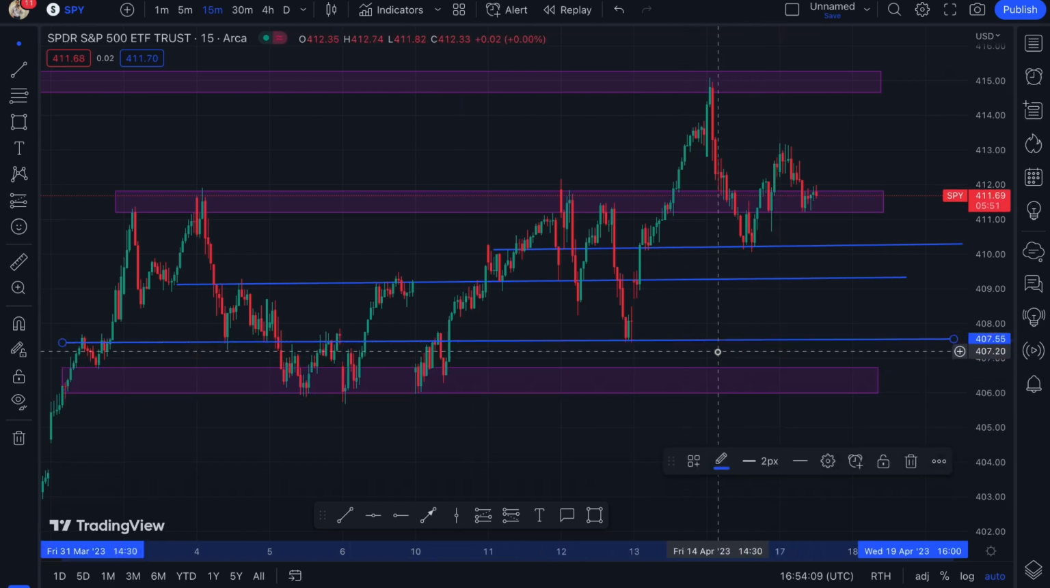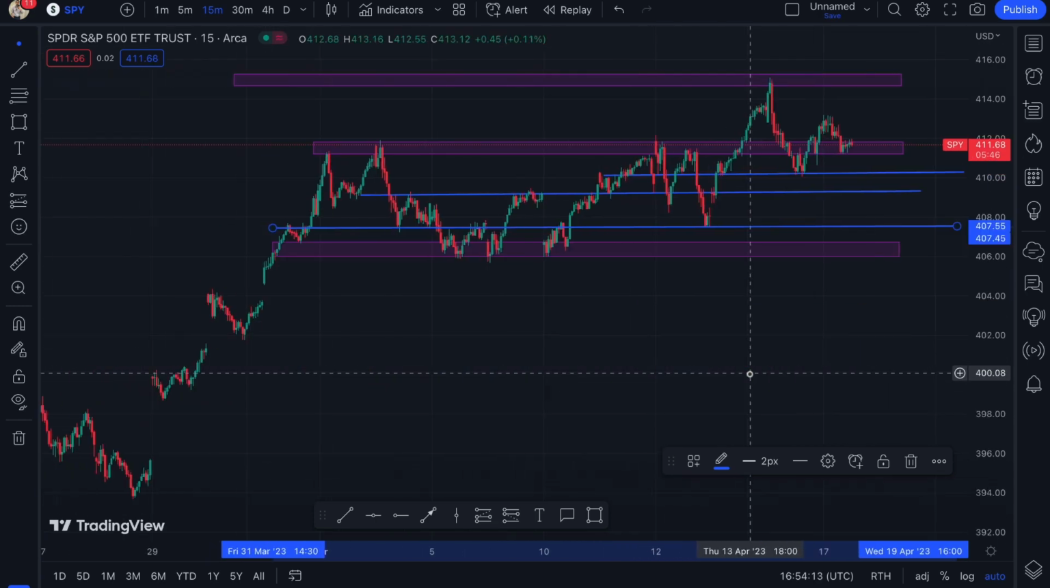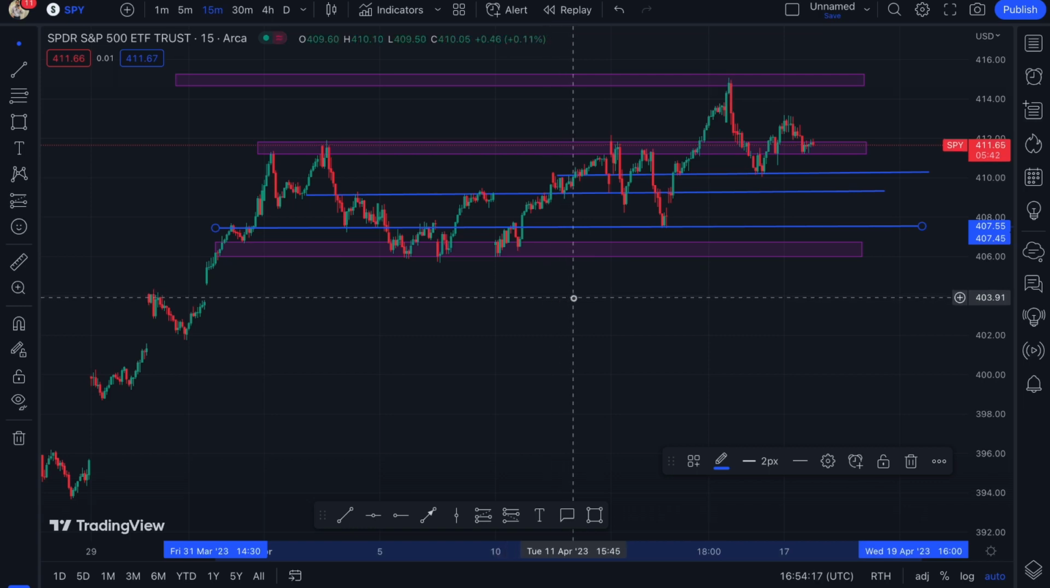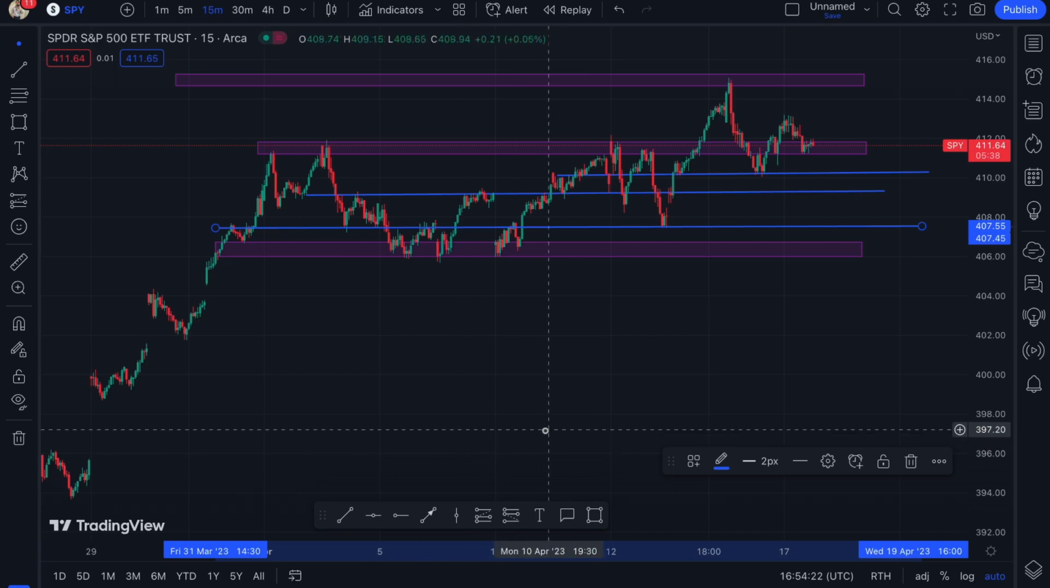All right, so 407 is strong. Once it goes down, you're going down 405, 406. And then these are gaps, which are also considered levels. So 404 is a level, 401, and then 395. All right.